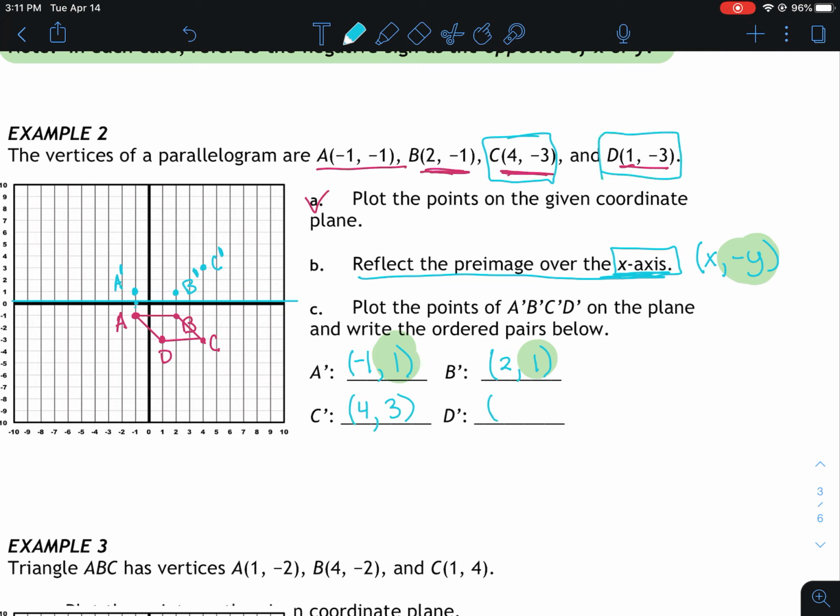Same thing for letter D. If I look at it, I have 1, -3. So 1 stays the same. My -3 becomes the opposite, which in this case is +3. So I go right 1 and up 3. And this is D prime.